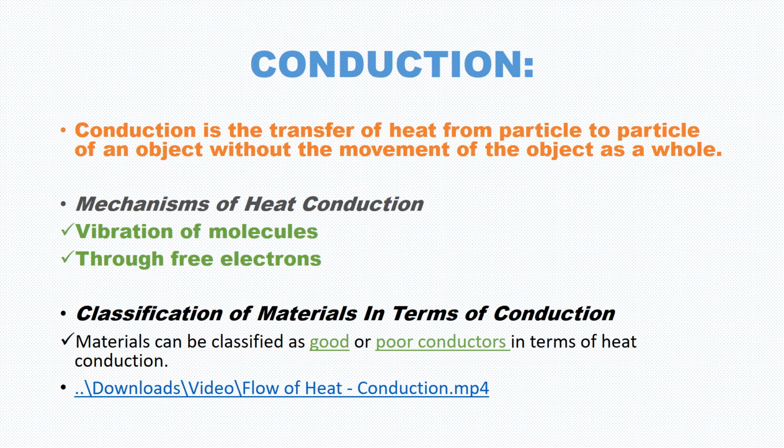We can classify materials as good conductors or poor conductors depending on how they conduct heat. If they use both vibration of molecules and free electrons, then they are classified as good conductors. A good example is metals. However, if they only conduct by vibration of particles, then they are poor conductors. Let's move to the next slide and see what is there.